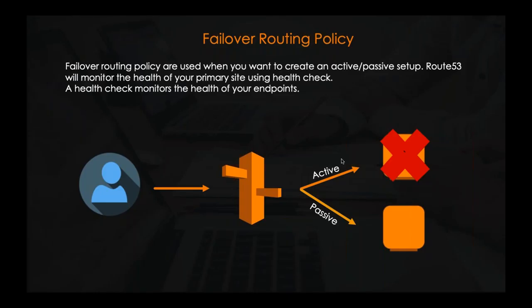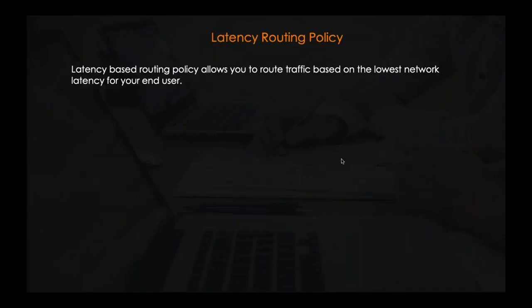So that is the failover routing policy. You are maintaining two different infrastructures, maybe in the same region or in different regions, it doesn't matter. The request will always be sent to the active one, but in case the active one is down, the request will be sent to the passive one. All right.